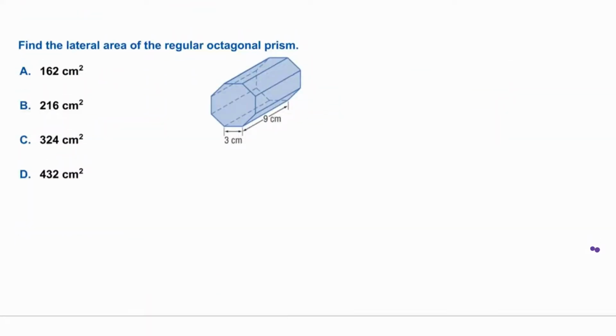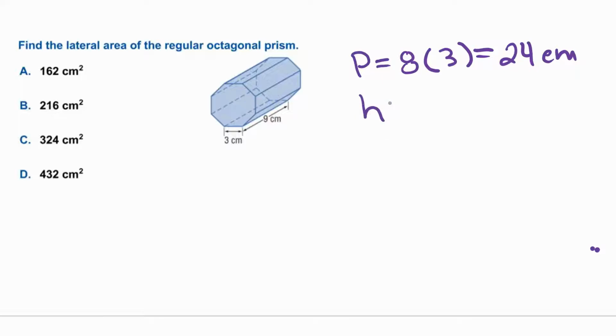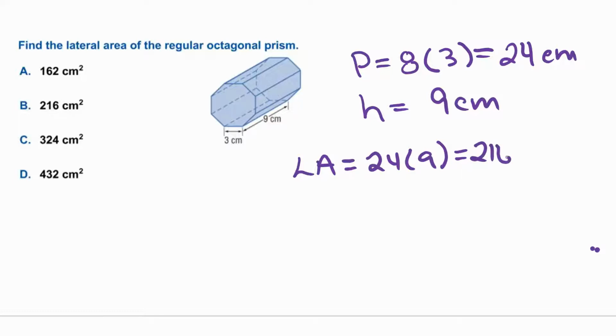To find the lateral area of the next prism, the bases are octagons. So to find the perimeter would be 8. The length of each side of the octagon is 3. So the perimeter is 24 centimeters. The height of the prism is 9 centimeters. The lateral area would be 24 times 9, which gives us 216 centimeters squared.